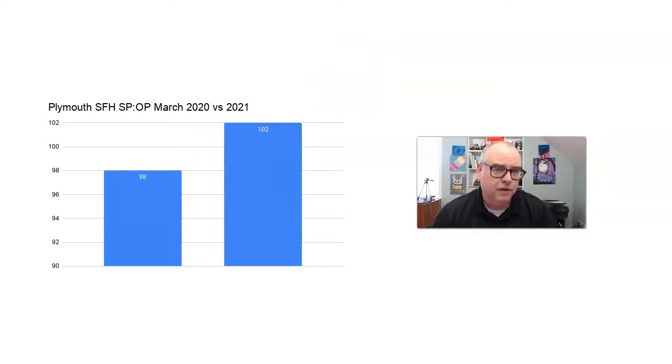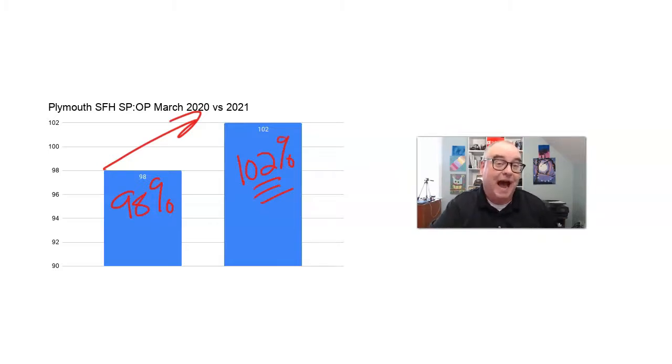And lastly, I'm going to leave you with this little nugget. This is the ratio between the original sales price and the final sales price. A year ago, sellers were getting 98% of their list price in March 2020. This March that just finished, 2021, they got 102%. You might say that's only 4%, but that actually represents thousands and thousands of dollars. It's very important to understand this number. Basically, this means that on average in March of 2021, houses sold in Plymouth for 102% of their list price.